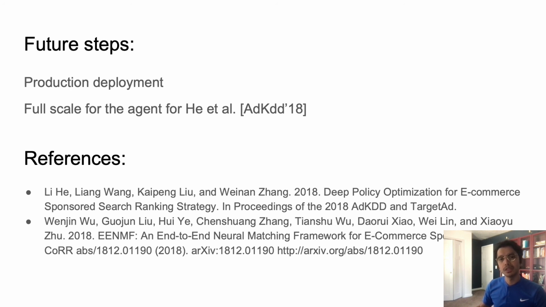Although we don't want to incur the risk of live exploration in production, we are investigating various approaches to near real-time exploration, such as doing exploration in offline batches several times a day.